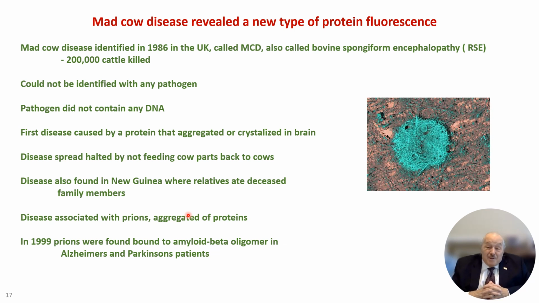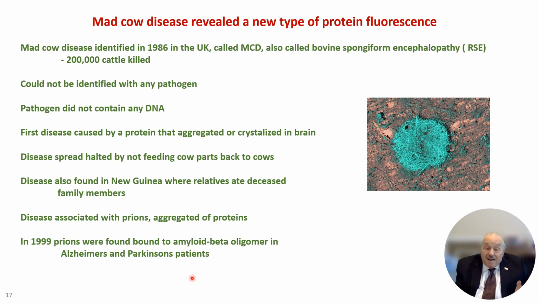The disease was also found in New Guinea, where the relatives used to eat the deceased family members. Yes, you heard that right. The relatives would eat the deceased family members, including the brains. So the diseases were associated with prions, as they were called, which were aggregates of proteins.